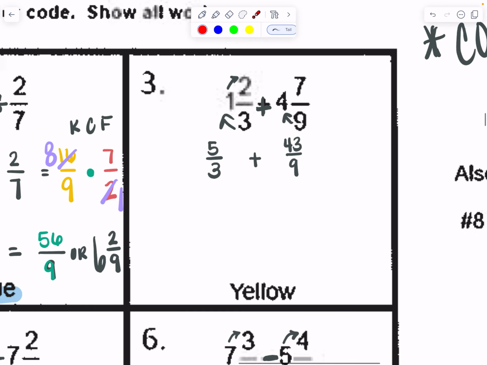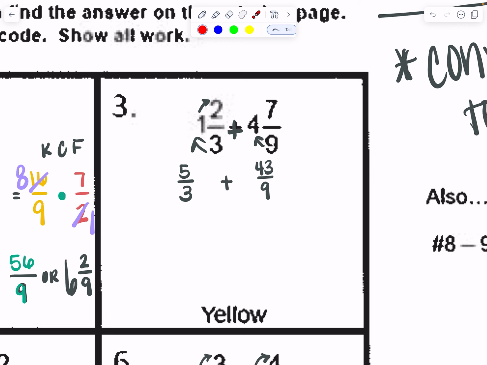So let's look at number 3. 1 and 2 we did in the last class. Number 3 is where we're picking up now with addition and subtraction. So I went through and I already converted them to mixed numbers because that was something we looked at in the previous class. So just to save some time in this video, I've converted them to mixed numbers.